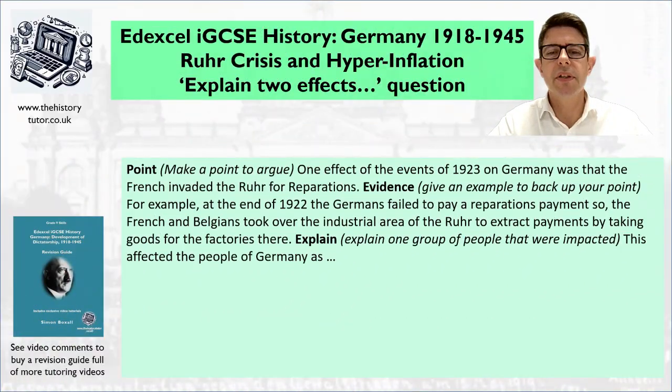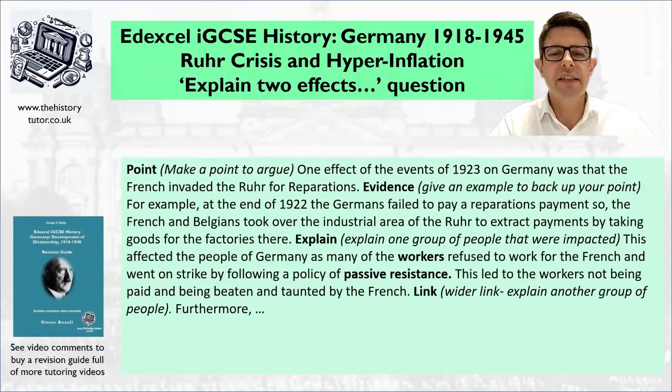Okay, so I've said, for example, at the end of 1922, the Germans failed to pay reparations. So the French and Belgians took over the industrial area of the Ruhr to extract payments by taking goods from the factories. So let's explain, shall we? How did this impact people? This affected people of Germany because, so give your idea now. Think about the impacts we talked about in our plan. So pause and give it a go.